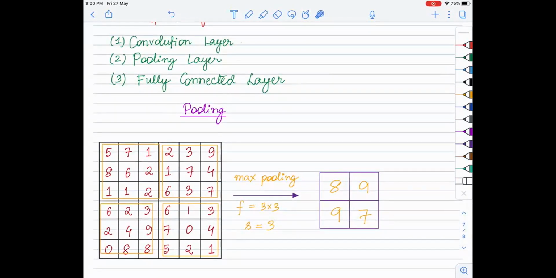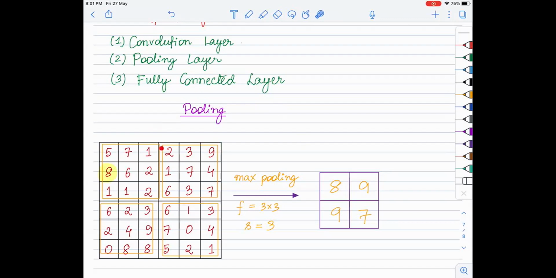Pooling is like taking the maximum out. Sometimes the images that you are learning in this entire process might be very huge, and also you'd like to learn general features. So what you do is you take out the maximum from a part of the image. From this part of the image, what's the maximum here? The maximum is 8, so you take out 8 and write it here.